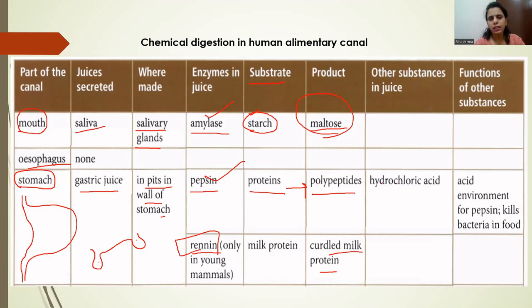The other substance which is present in gastric juice is hydrochloric acid. We have already discussed this. Hydrochloric acid is required because the pepsin enzyme present in gastric juice can function only in acidic conditions. The optimum pH for working of pepsin is 2. So hydrochloric acid provides this optimum pH for better functioning of pepsin. Apart from this, another important function of hydrochloric acid is to kill any bacteria or pathogen present in the food which we are consuming. If any bacteria are present in the food, they get killed by the hydrochloric acid.